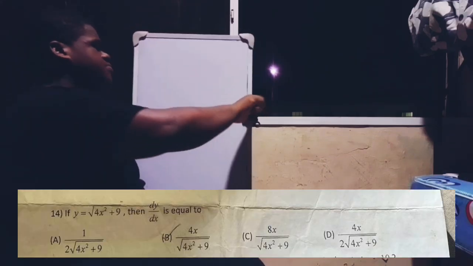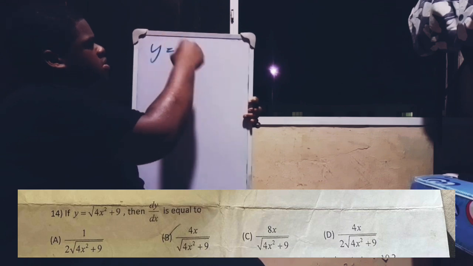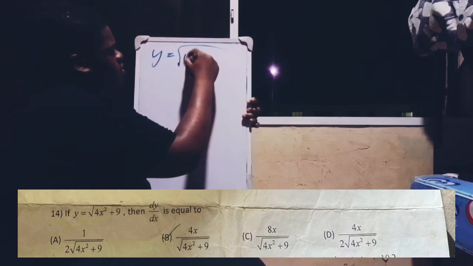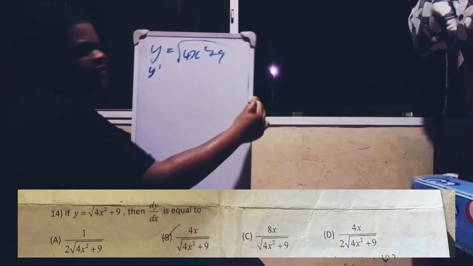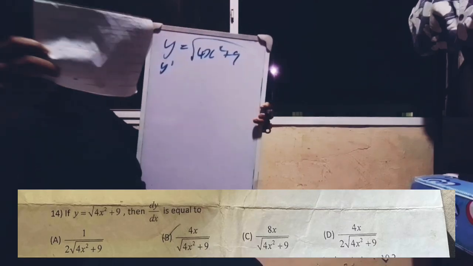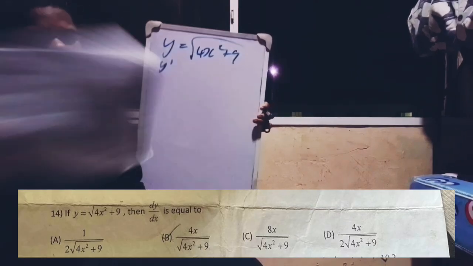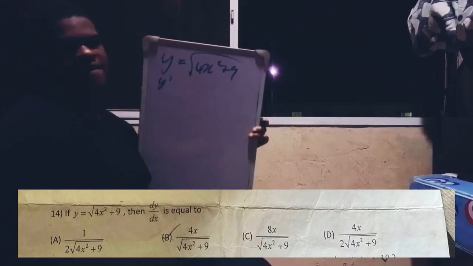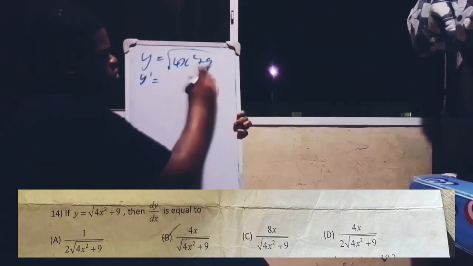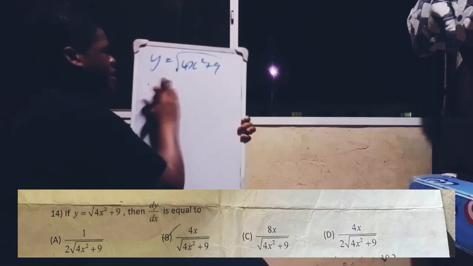The next question is question 14, which says if y is equal to the square root of 4x squared plus 9, you should find the first derivative. y is equal to the square root of 4x squared plus 9, find the first derivative. Okay, so what do we know about this? To find the first derivative, I'm not going to apply first principles or anything. The derivative is going to equal to, okay, no, let me just rewrite this y.